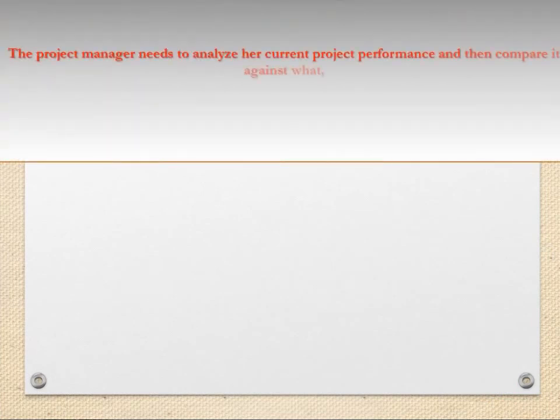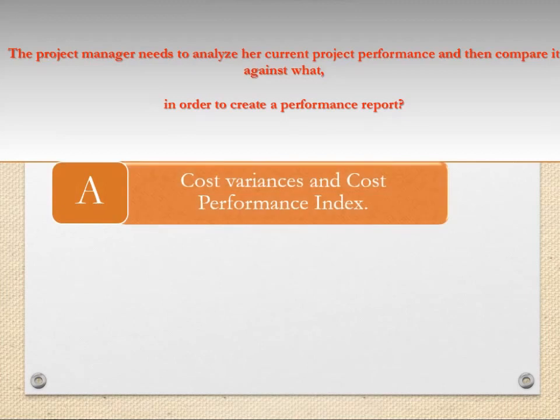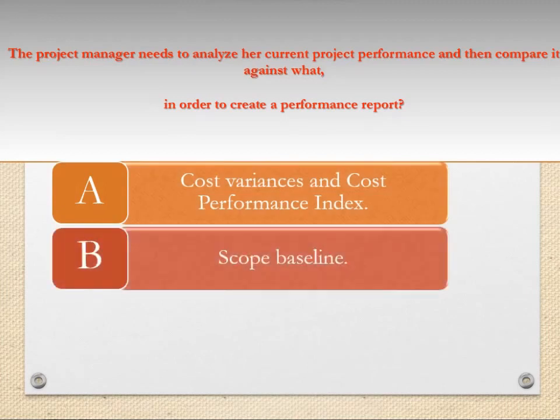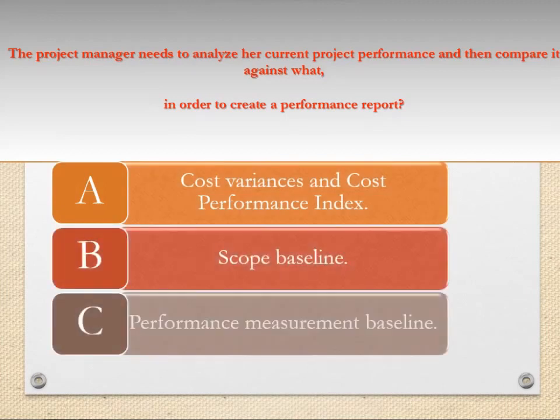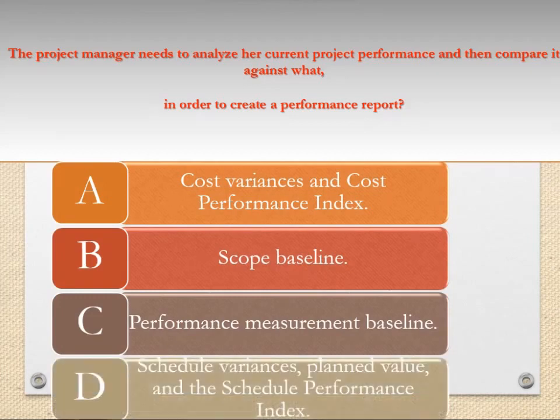Question. The project manager needs to analyze her current project performance and then compare it against what, in order to create the performance report? A. Cost variances and cost performance index. B. Scope baseline. C. Performance measurement baseline. D. Schedule variances, planned value, and the schedule performance index.